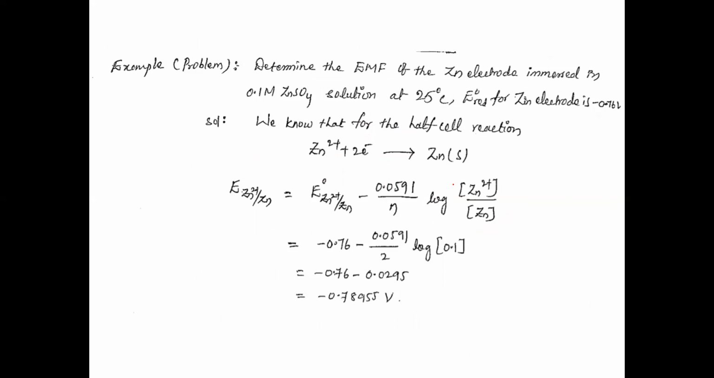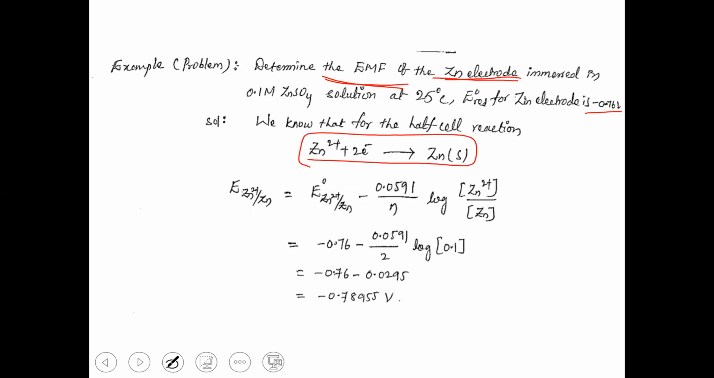If you see this example: determine the EMF of the zinc electrode. Zinc electrode immersed in a 0.1 M concentration zinc sulfate solution at 25 degrees Celsius. The reduction potential value of zinc is minus 0.76. Then what is the reaction? It is the cell reaction: zinc 2 plus plus 2 electrons gives zinc solid.